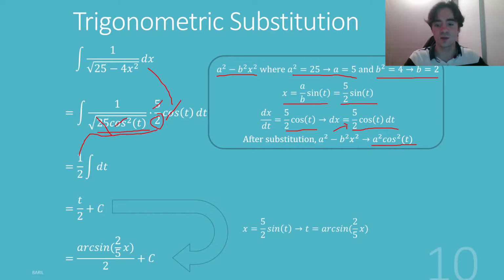And in the original substitution, if we isolate for t, we get t is equal to arcsine of 2 over 5 x. So that's what we're going to do. We're going to undo the substitution for t like this, and this is our final answer.